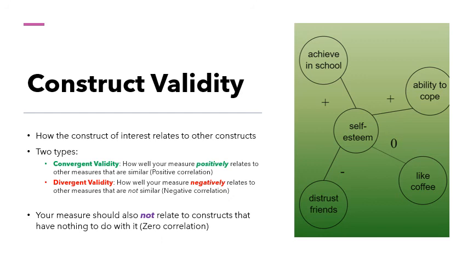lower self-esteem counterparts. Additionally, there's no real word for this, but your measure should also not relate to constructs that have nothing to do with it, or have a zero correlation. And on the picture on the right, you can see this by self-esteem having a zero correlation with liking coffee. So essentially, my self-esteem has nothing to do with my ability to like coffee or not. If I have higher self-esteem, it doesn't make a difference on whether or not I like coffee. These are two completely, absolutely unrelated constructs of one another.